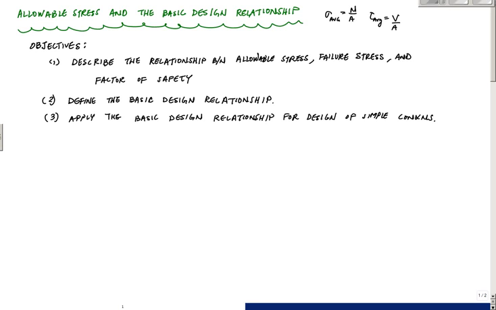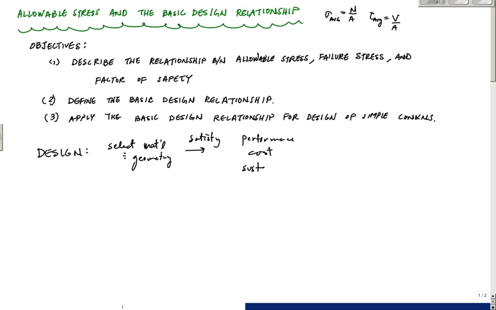And really, the idea behind engineering design is to select material and geometry, like cross-sectional area, steel, aluminum, composite material, select the material and geometry to satisfy performance requirements, cost, and nowadays even things like sustainability, right?